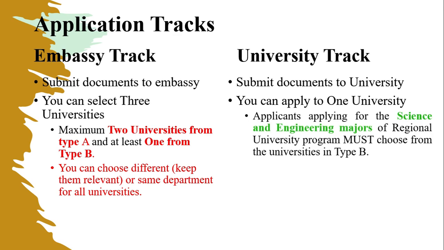And the next thing about the university track is that applicants applying for science and engineering majors of a regional university must choose from the universities in type B. So if you are from science and engineering and you want to apply for the university track, then you are limited only to the 35 universities from type B. You can only apply to type B universities. If you submit your documents to a type A university, they will reject them, because you are from science and engineering majors.